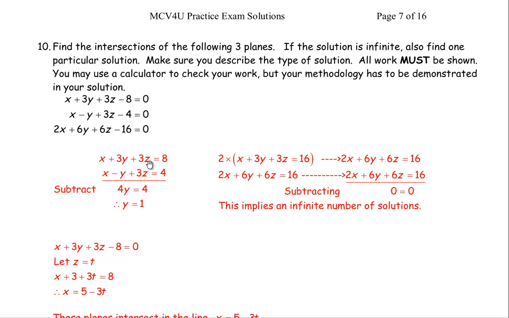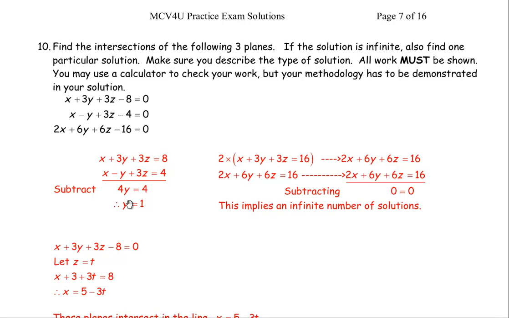I'm going to use elimination here. First of all, I'm noticing that the three z's are the same, so I'm thinking if I subtract them, then I can eliminate the z's right away. Notice I brought the 8 and the 4 over here. The x's are the same too, so if I subtract them, I'll get 3y take away negative 1y, same as 3y plus y. So that's 4y, and it would equal 8 minus 4, which is 4. And so y works out to be 1.